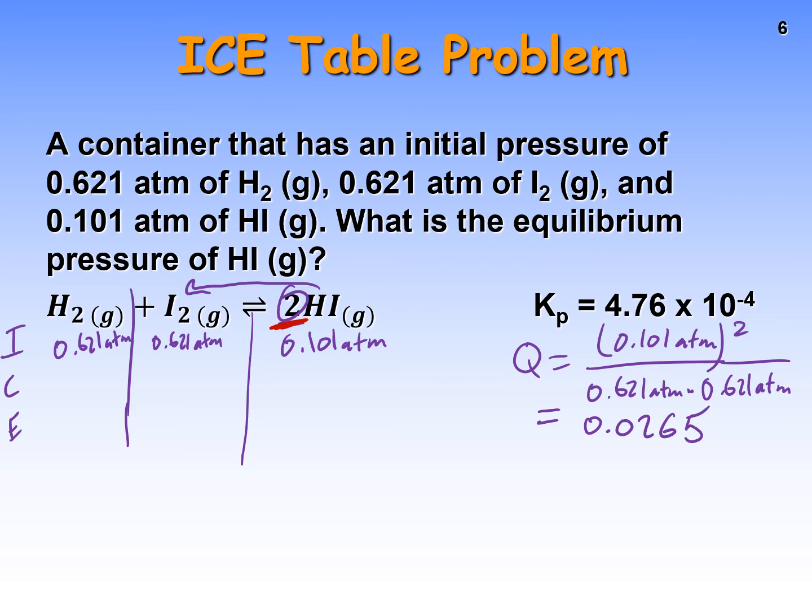All right, so now that we have this Q value, we can compare Q to K, right? So we know K is 4.76 times 10 to the negative 4, and we have Q, which is 0.0265. So this is our Q, this is our KP. Let's compare them. Which one's bigger? Well, Q is bigger. This tells me the reaction is definitely shifting towards the reactants, which tells me how my change works, right?